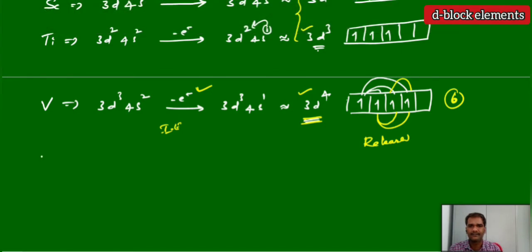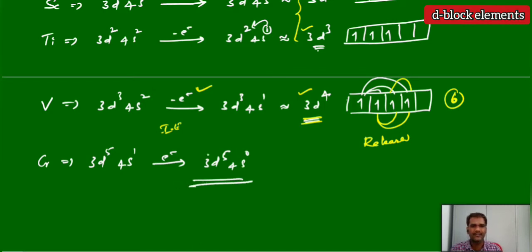You can check with the next one, chromium. The chromium configuration is actually 3d5 4s1. If you remove an electron, you will get the 3d5 configuration, 4s0. No change at all. As usual configuration, no change in the energy values, no exchange energy change. No change means as usual, only Z effective is the dominating factor. But in case of vanadium, the released exchange energy is also a dominating factor. Exchange energy and effective nuclear charge work opposite in nature. That is why ionization energy decreases here.